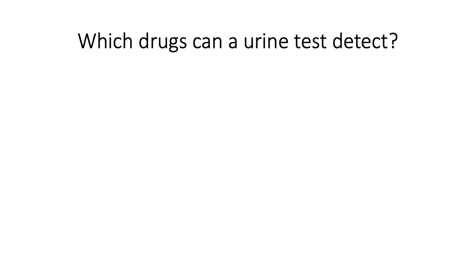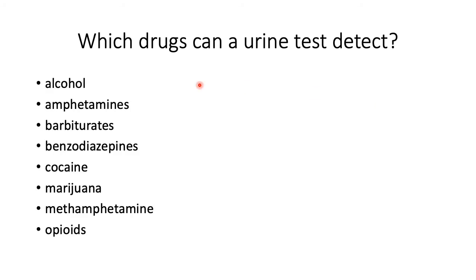Which drugs do you think a urine test can detect? If you said any of the following, then you are correct. Since the excretory and the urinary system are the same thing, by the way, and we said that is the major route of drug excretion, a urinary test is very useful in detecting whether any of these drugs and even other types have been ingested. It is good at detecting alcohol, amphetamines, barbiturates, benzodiazepines, cocaine, marijuana, methamphetamine, and opioids.